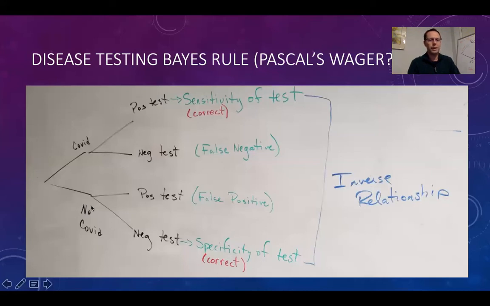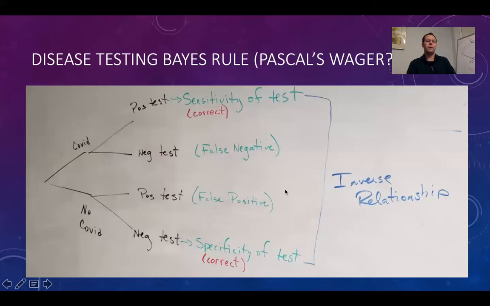That just means you don't have COVID and the test is negative. So you've made a correct diagnosis. And then these two middle areas are the errors, right? If I have a negative test, but I'm on the COVID branch, that's a false negative. So you actually have it. Or if you're in this branch, you have no COVID, but a positive test, that's a false positive.